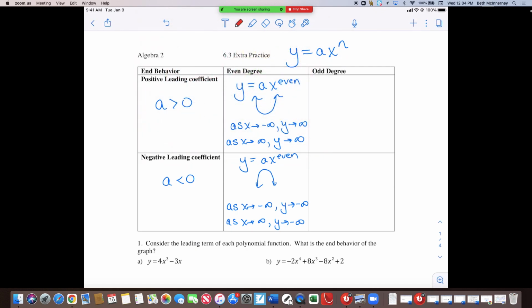So what if I have odd degree but a positive coefficient? This one looks like this as my end behavior. Now what we're discovering is I can have these little wiggles in the middle, but that does not impact end behavior. So as x goes to the left, or x goes to negative infinity, y goes down to negative infinity. As x goes to infinity to the right, y goes up to positive infinity.